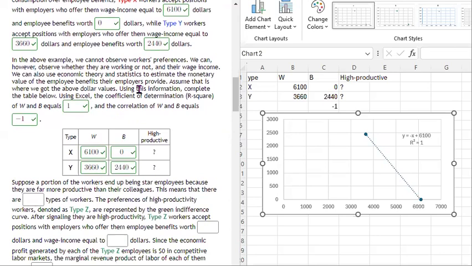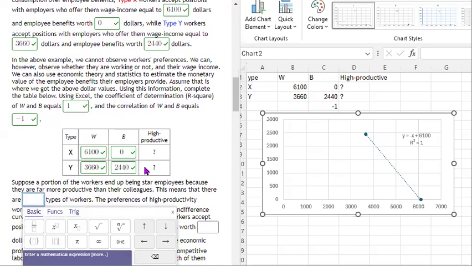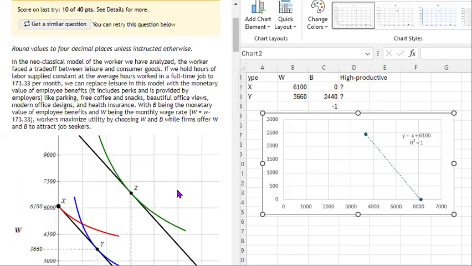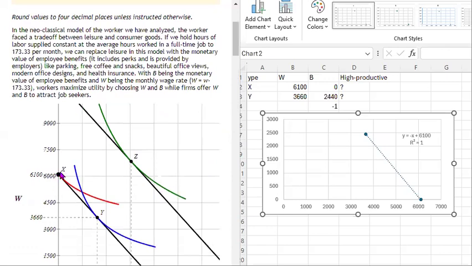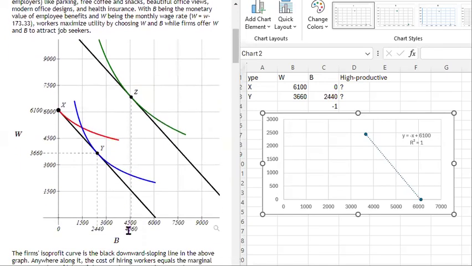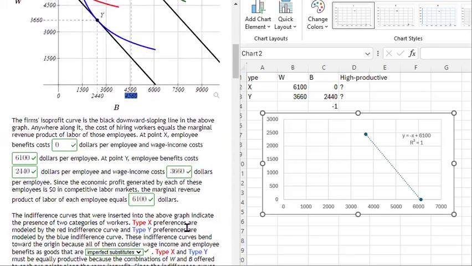Okay, suppose a portion of the workers end up being star employees because they are far more productive than their colleagues. So this would mean that there are actually 3 types of workers. We have X-type workers, Y-type workers, and Z-type workers. Z-type workers find jobs where the benefits are valued at $4,560.